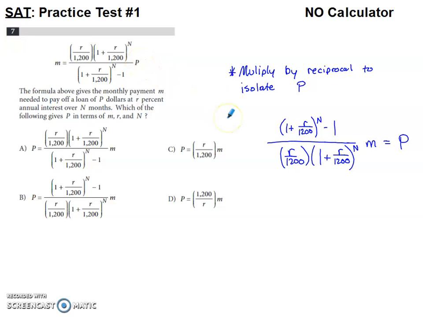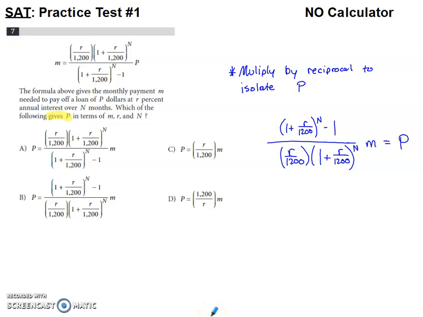So if you read what we are told about the equation, the formula gives the monthly payments, represented by the variable m, needed to pay off a loan of p dollars at r% annual interest over n months. Which of the following gives p in terms of m, r, and n? So we want an equation that gives p. If you look at all of the options, all of the options are solved for p.